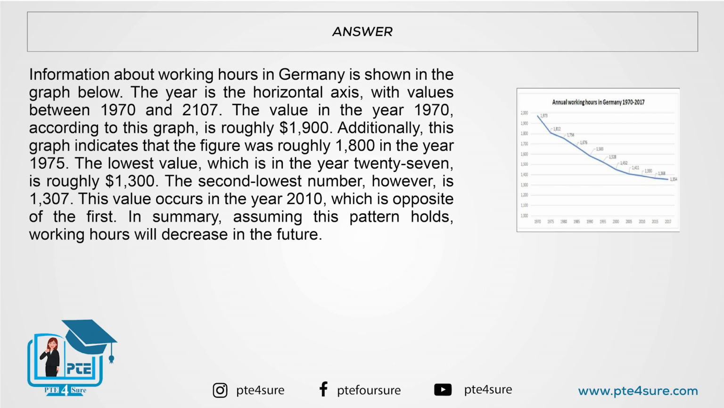The second lowest number, however, is 1,307. This value occurs in the year 2010, which is opposite of the first. In summary, assuming this pattern holds, working hours will decrease in the future.